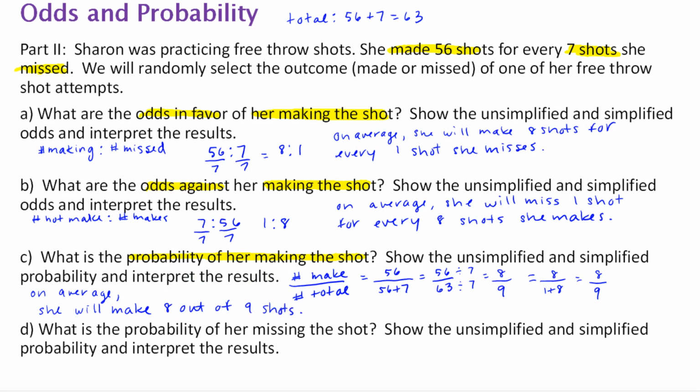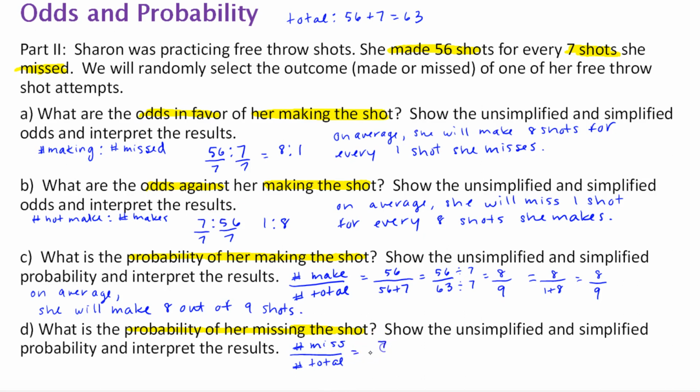One last question. What is the probability of her missing the shot? Show the unsimplified and simplified probability and interpret the results. Okay, so we could do this in a couple of ways. We have lots of tools now. Okay, let's put this as missing over total, and then we'll discuss how it connects to the rest. So the number of shots she missed over the number of total shots.